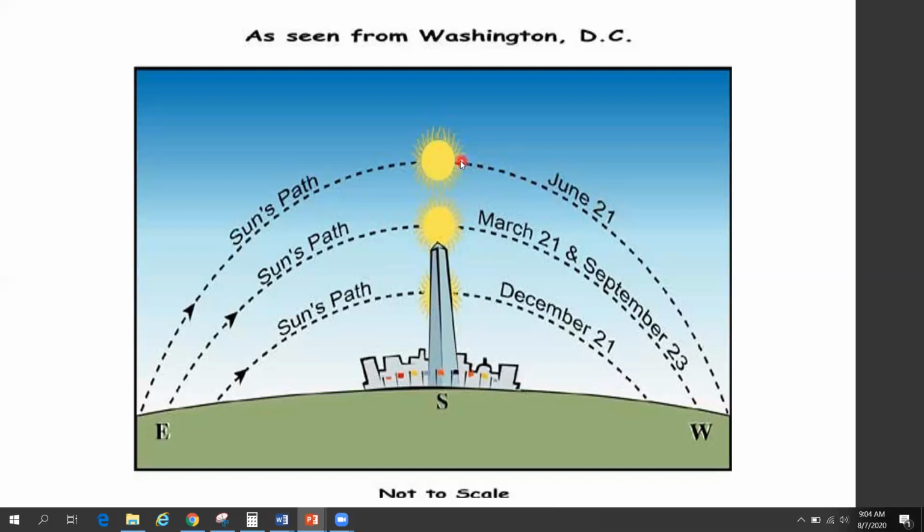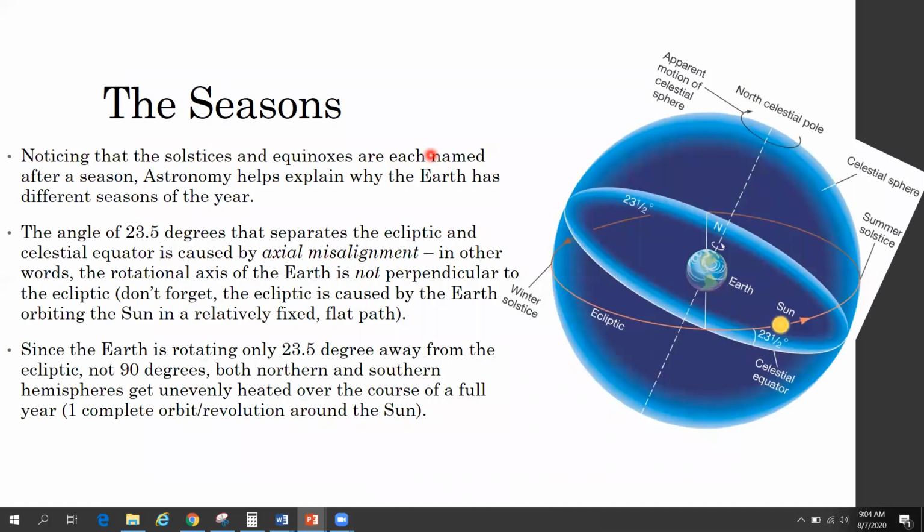Again, it's the opposite scenario compared to the winter solstice. And so that's when the sun will get to its highest point in the sky during what we call solar noon on that date.